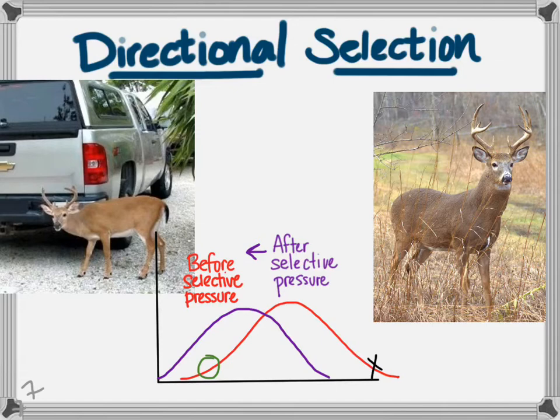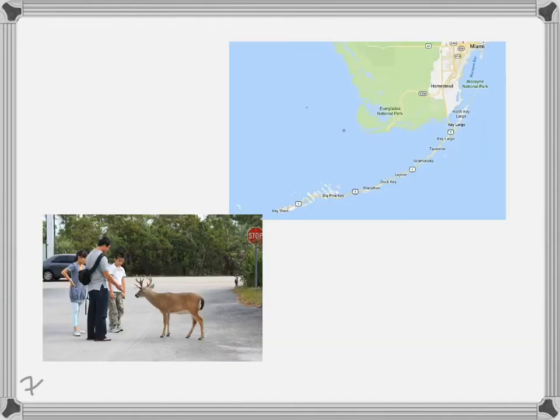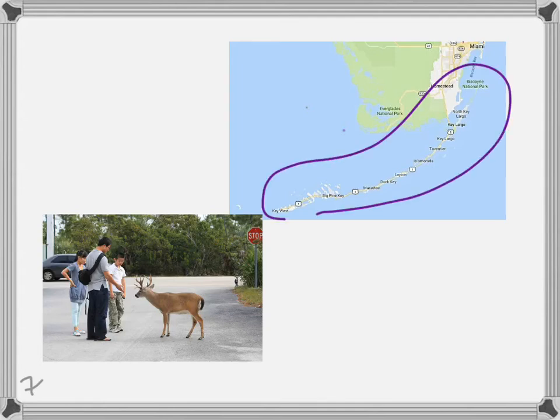Islands. Remember that bigger bodies take more calories. There just aren't as many calories available on an island. So organisms that survive in greater numbers tend to be on the smaller side of the possible range for a species. Key deer fit this trend nicely.